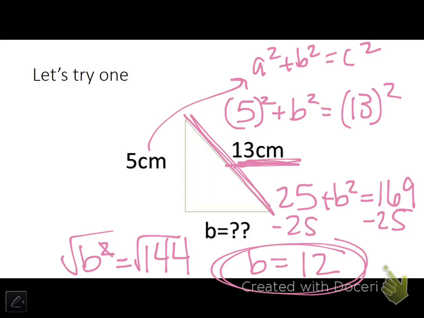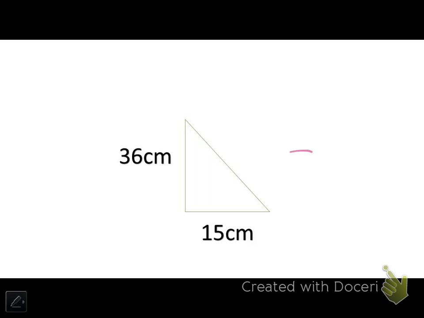And you should notice that 13, so this hypotenuse should be the longest length. A and B here should be the shorter lengths. Okay, so this one, this should be longer than this and this. That's what we should notice, okay? This is going to be my c squared, because it's always after the equal sign.